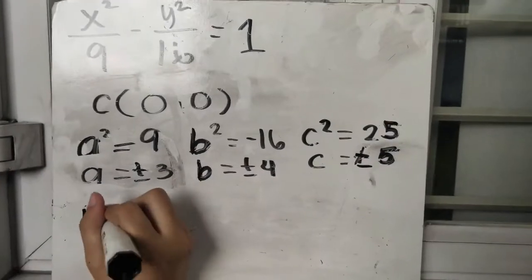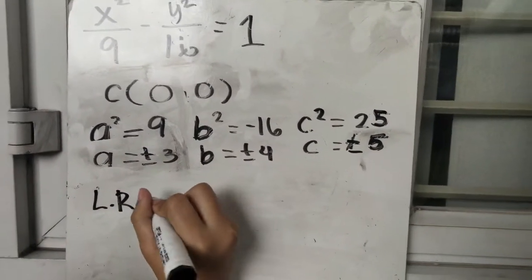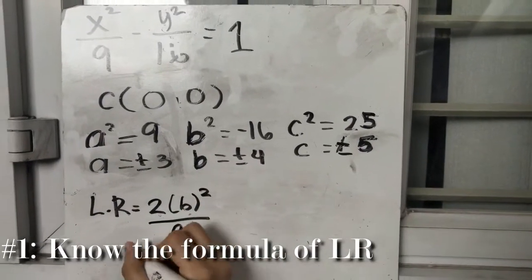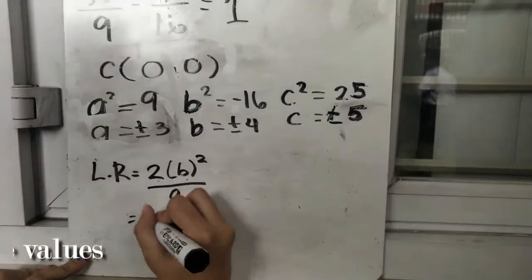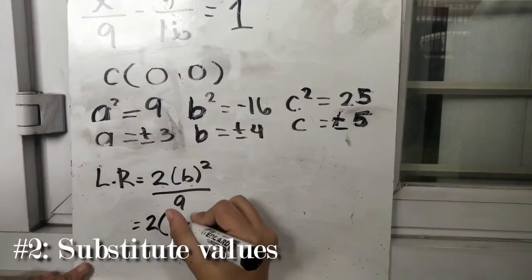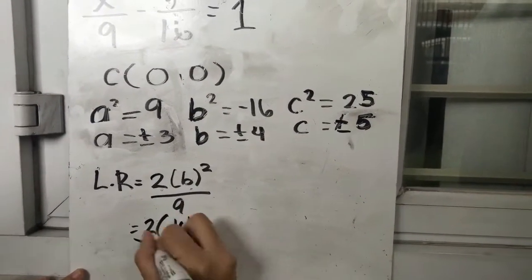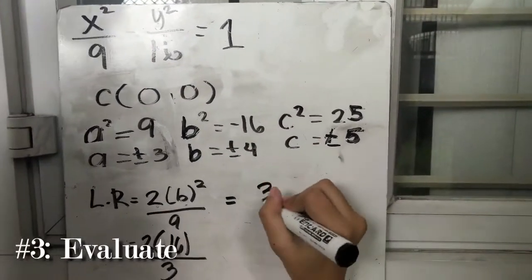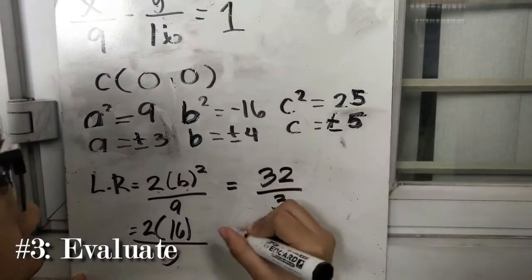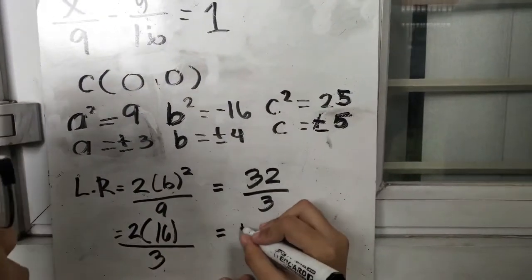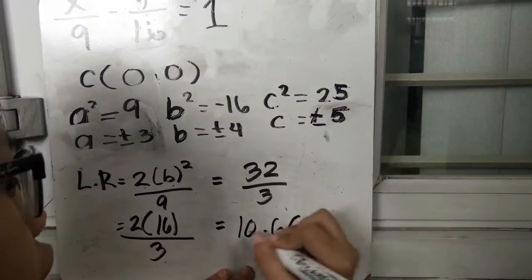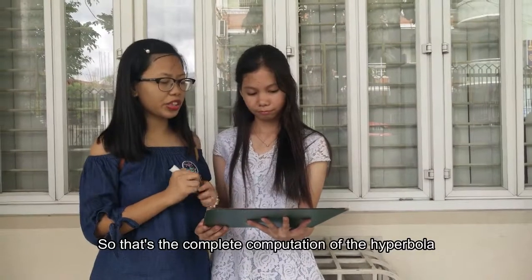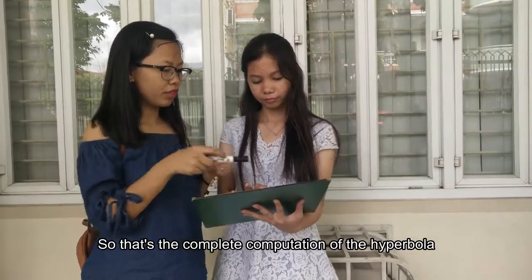We need to find the lateral recta, and the formula is 2 times b squared over a. So substitute the variables with their values. It will be 2 times 16 over 3. Then divide it. It will be 32 divided by 3. The simplest form is 10.66, and that's our lateral recta. So that's the complete computation of the hyperbola.